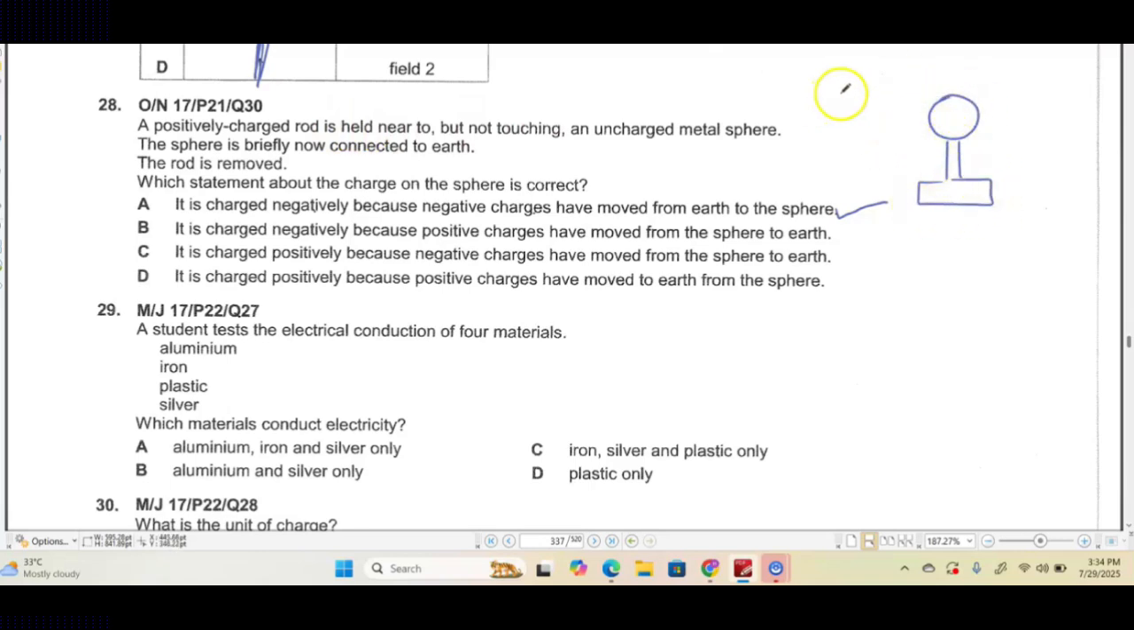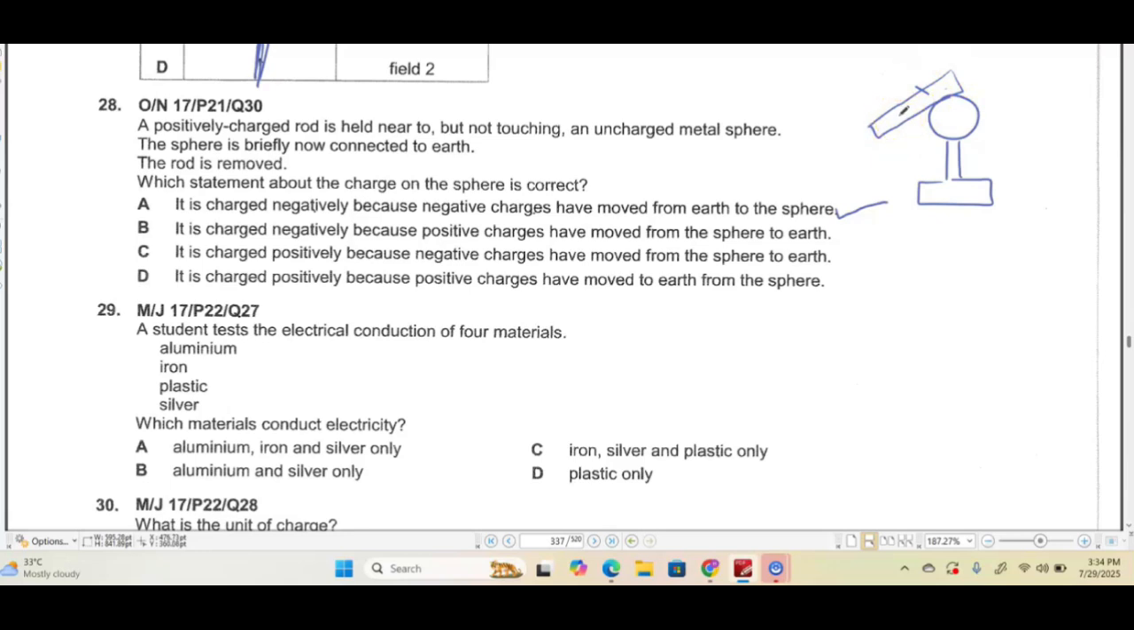This was an uncharged sphere, and a positively charged rod was brought near to it, not touching it. Even if it's not touching it, it's okay.